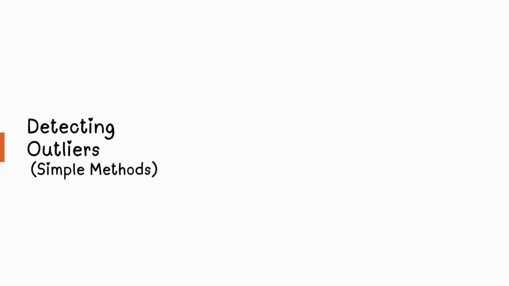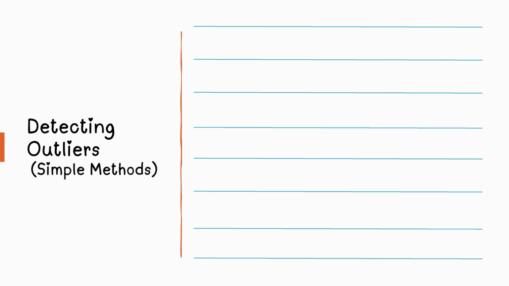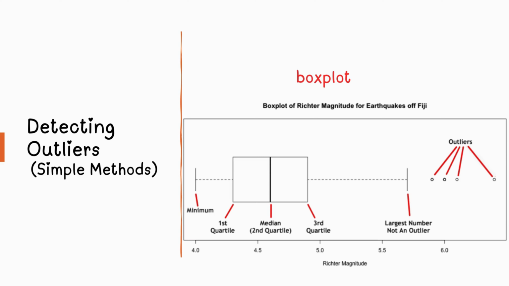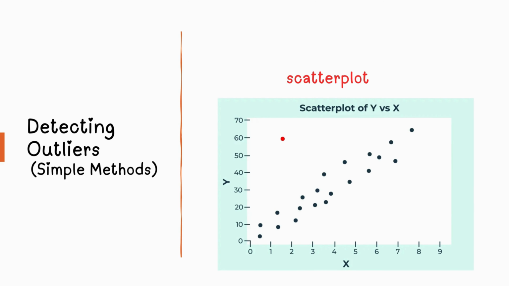Now that we understand what outliers are, let us look at how to detect them using simple practical methods. There are three main approaches to detection of outliers: visual tools, the z-score method, and the interquartile range or IQR method. We will discuss these methods in much greater detail in later videos, but for now let us just look at how they can be used to detect outliers. First, visual tools like box plots and scatter plots are intuitive and quick. A box plot, as you can see, shows the spread of data and highlights values that fall far outside the typical range. Scatter plots are especially useful when analyzing relationships between two variables. In these plots, outliers often appear as distant points that do not follow the general pattern.